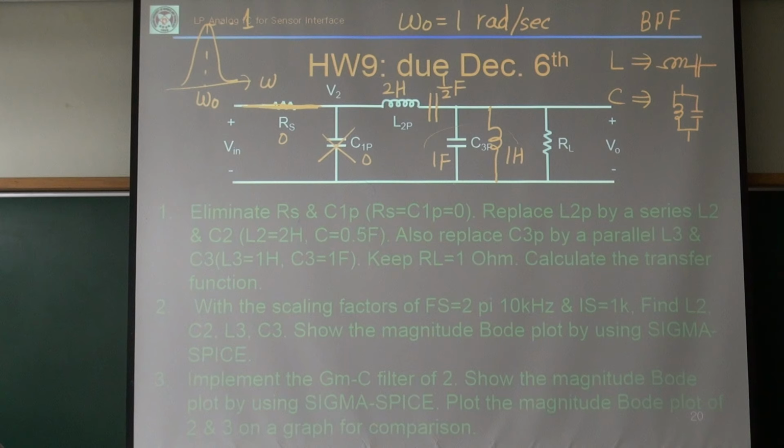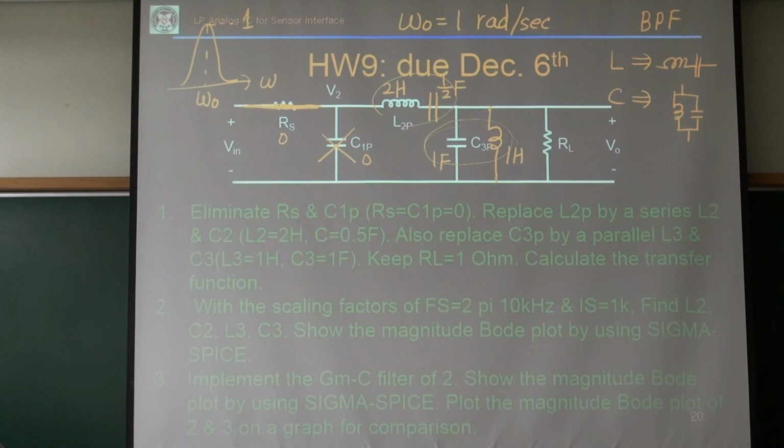Okay? At the other frequency, this impedance reduces, this impedance increases, right? This is called the second order band pass filter. We have four energy storage elements, right? Looks like a fourth order, but they call this a second order band pass filter.